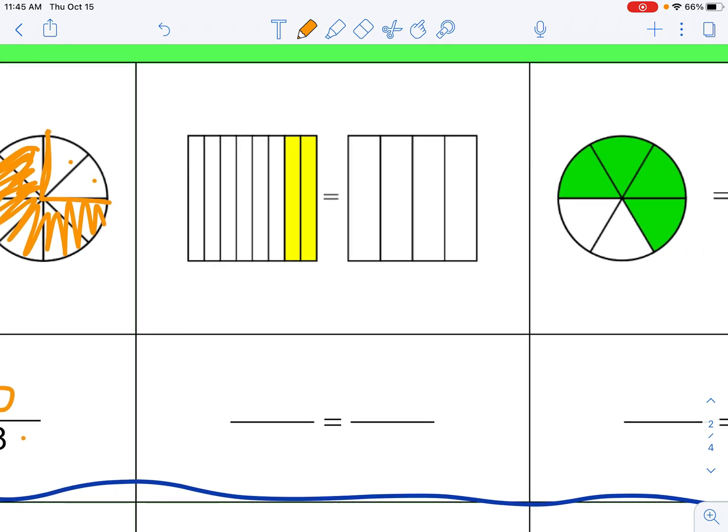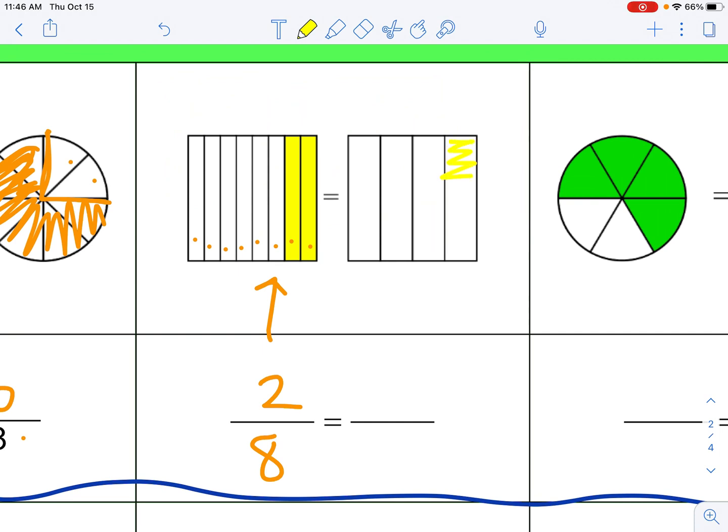Alright, 2 more of the picture ones. Now we need to write our fraction. So we're going to write this fraction first. I have 2 pieces colored in. How many pieces are there all together? It's 1, 2, 3, 4, 5, 6, 7, 8 pieces. So 2/8.